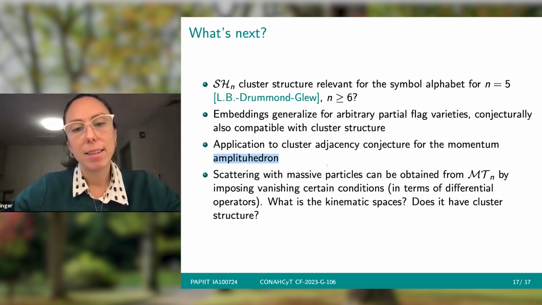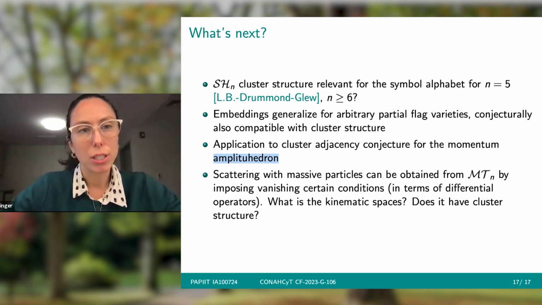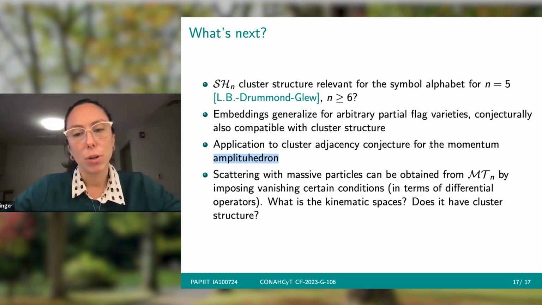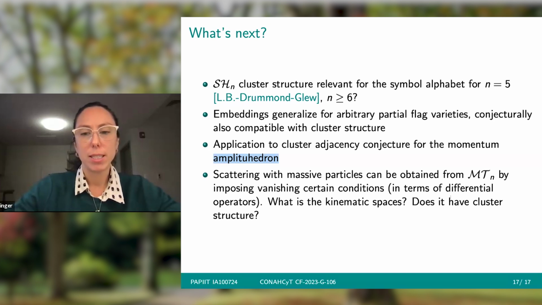And then the last open direction is to generalize this program also for having scattering processes with massive particles. So yeah, I'm also working with some physicists in this direction.